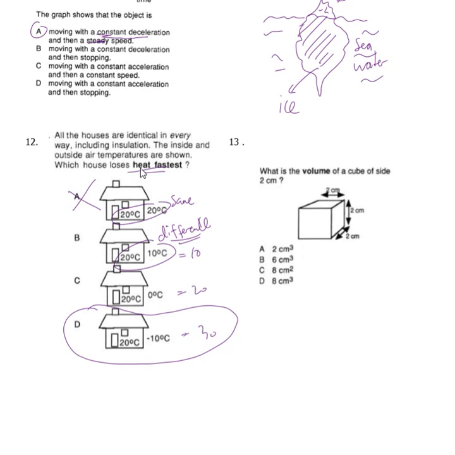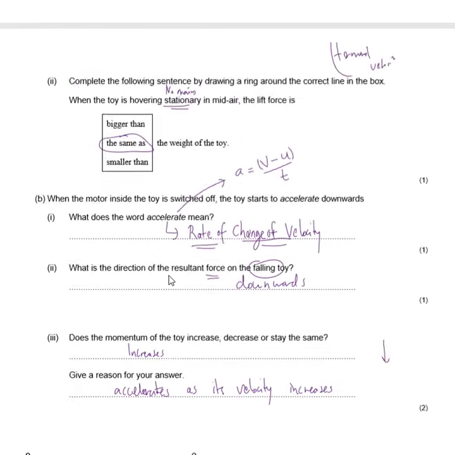Now, this one here is volume. So volume is 2 centimeter times 2 centimeter times 2 centimeter. So 2 times 2 times 2 is 8 centimeter cubed, because there's 3 of them. Therefore, the answer is D. Again, if you got this wrong, this is the full working out. You fix everything properly, all the working out.